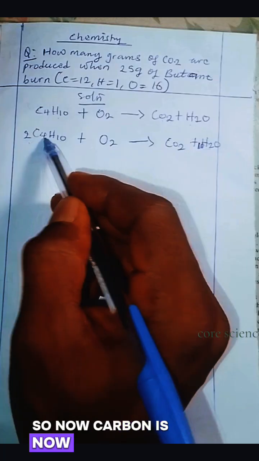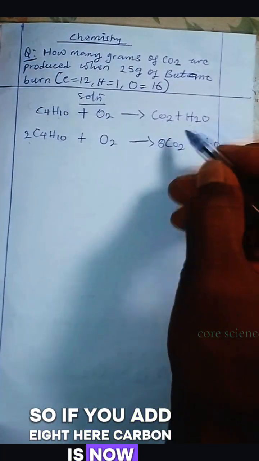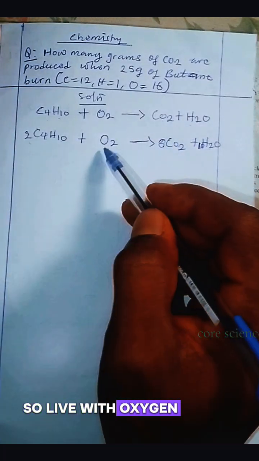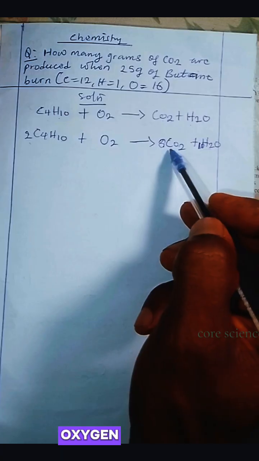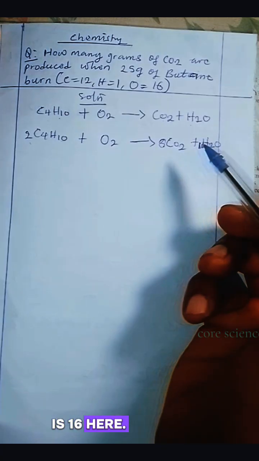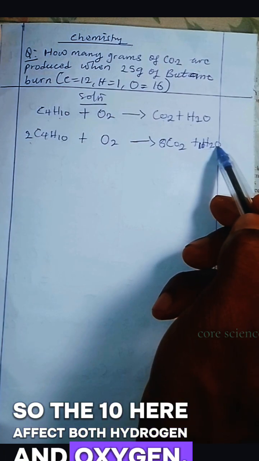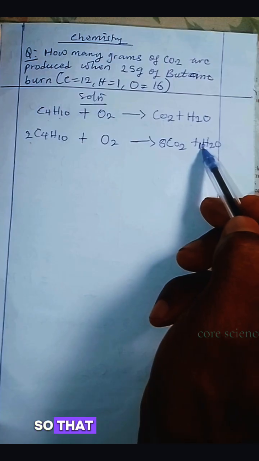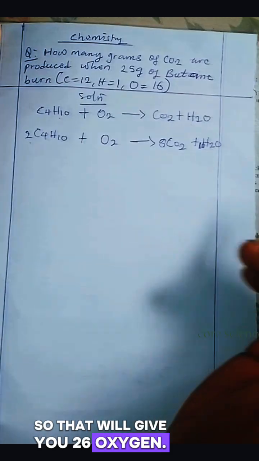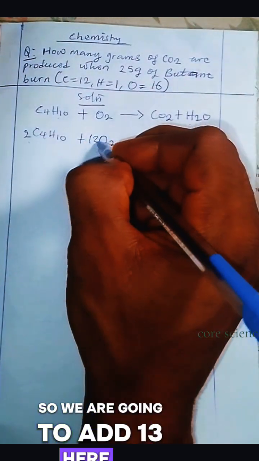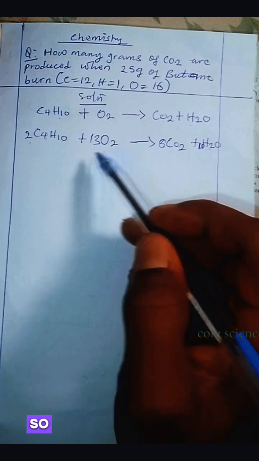So now carbon is 8 here, so you add 8 here. If you add 8 here, carbon is now 8. So carbon is balanced. So we are left with oxygen. Oxygen is 2 here, and oxygen is 16 here. So 16 plus 10, the 10 here affects both hydrogen and oxygen. So that will give you 26 oxygen. So we are going to add 13 here to balance the equation. So the equation is now balanced.